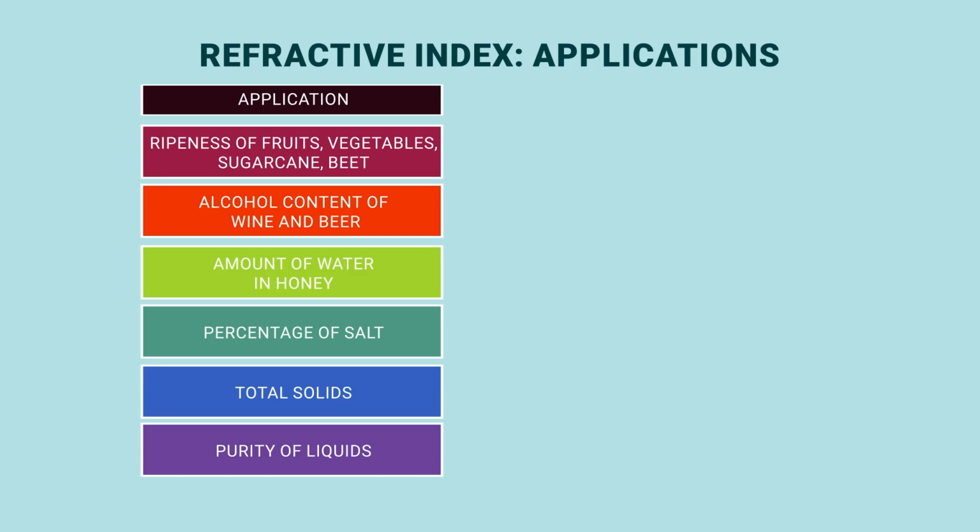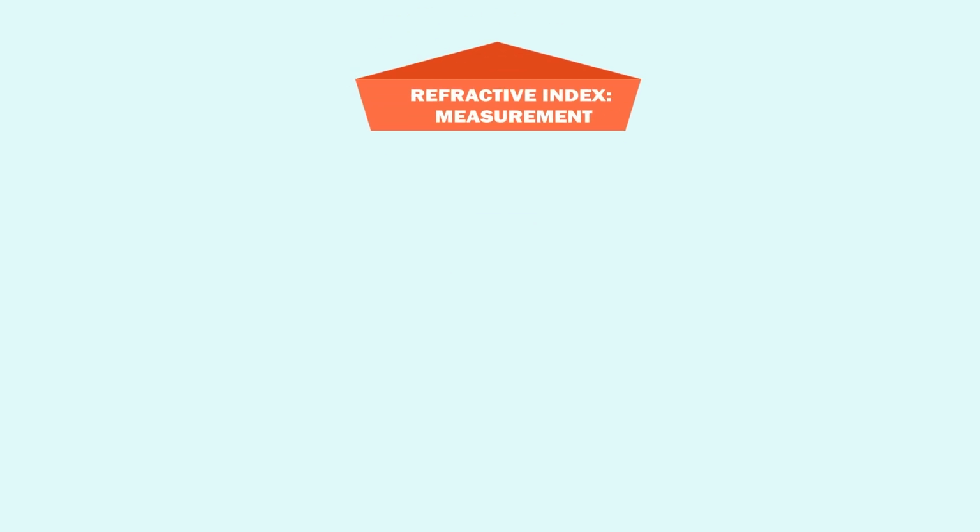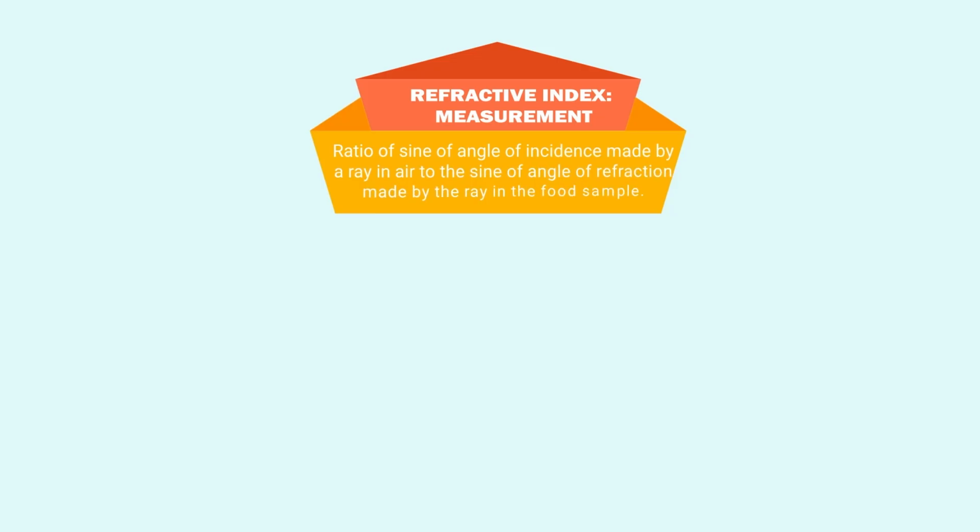Purity of liquids, how pure the vegetable oil is. For example, if there is adulteration of vegetable oil, then you can detect it by refractive index. How do you measure the refractive index? Refractive index is nothing but the sine of the angle of incidence made by a ray in air to the sine theta of refraction made by the ray in the food sample.